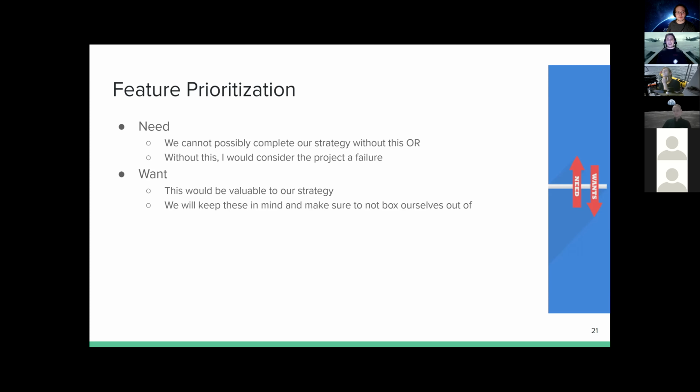But these are the kind of things that if you didn't do them, your design wouldn't be a failure. It might not be as good as you think it might be able to be, but these are the kind of things that you sort of cut out as you start to run out of time.